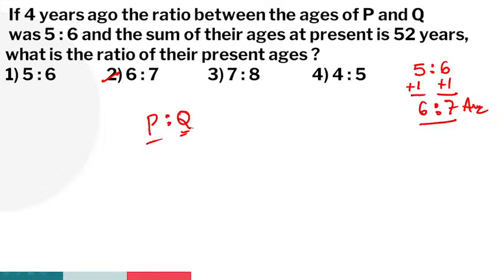So for P and Q, the ratio is how much? 5:6. What is the first statement here? 4 years ago. This is the ratio 4 years ago, guys. So the ratio 4 years ago is 5:6. The sum of their present ages is 52 years. P plus Q, the sum of their ages is how much? 52 years. Simply observe. At present, the sum of the two persons' ages is 52 years.